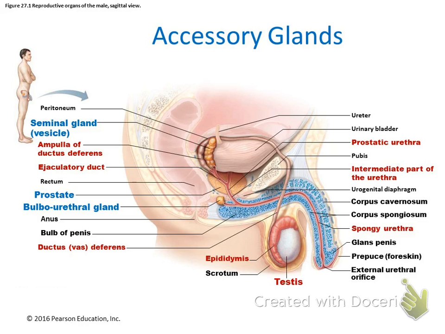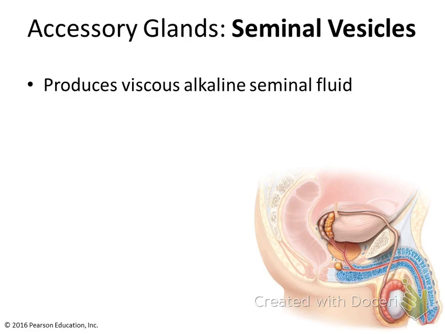We'll start with the seminal vesicles, just because they're the first secretions that the sperm will come in contact with. It's really important to note that the secretions here are alkaline. So what does that tell us about the pH? They have a basic pH, so a pH greater than 7. Why is that going to be important? It protects the sperm. What does it protect the sperm from? Potentially from any urine that might be left over in the urethra.